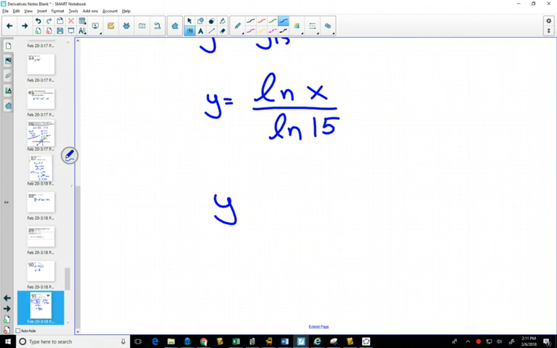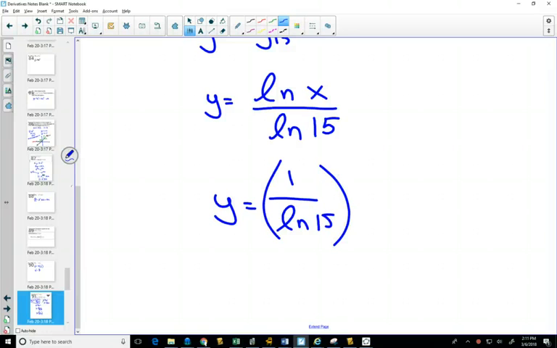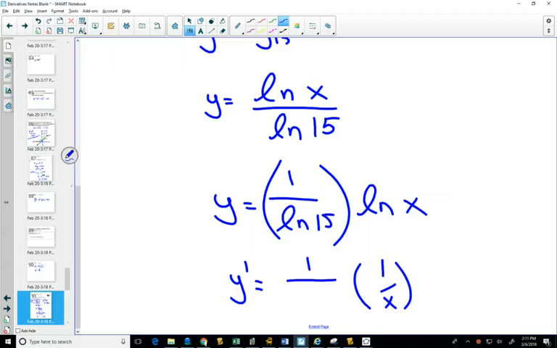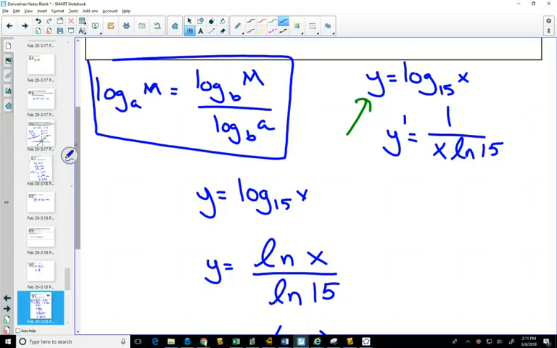Which is the same thing as 1 over the natural log of 15, which is some number, don't try to mental math it, times natural log of x. And what's the derivative of the natural log of x? It's 1 over x. This is just a number in front. And we get this same result.